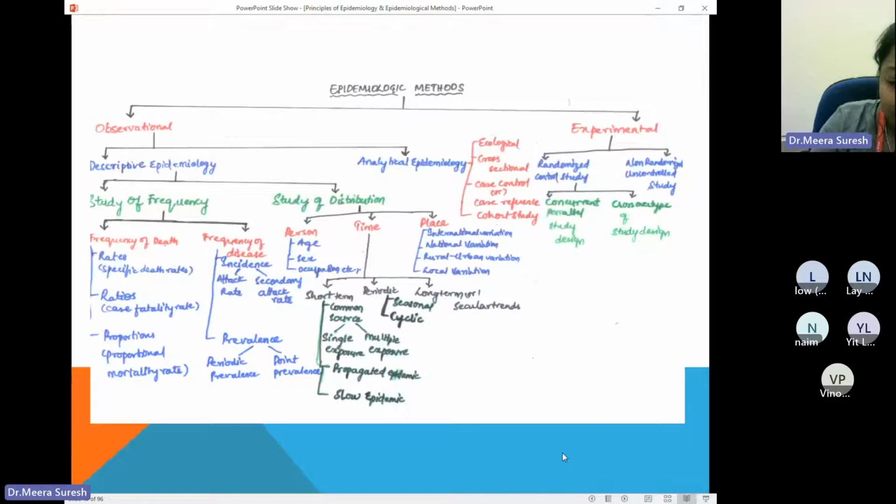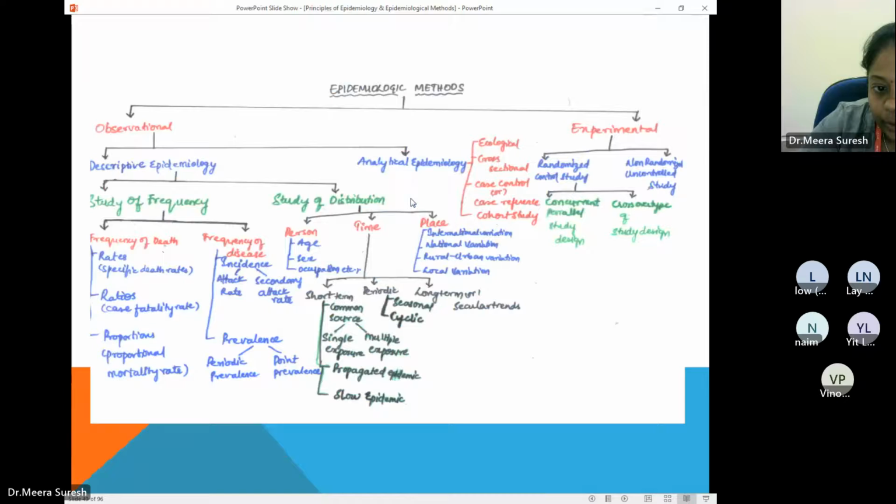We went through this. I told you it is like a blueprint of this whole chapter, what we are doing. So we did epidemiology classified into observational and experimental, and we were dealing with descriptive epidemiology. We did the study of frequency, under which we studied rate, ratio, proportion. The frequency of disease being explained using the terms incidence and prevalence.